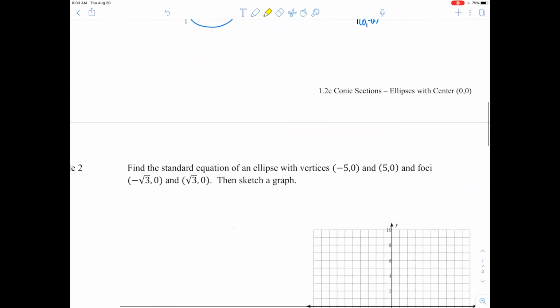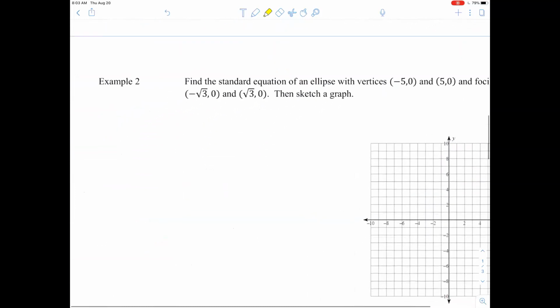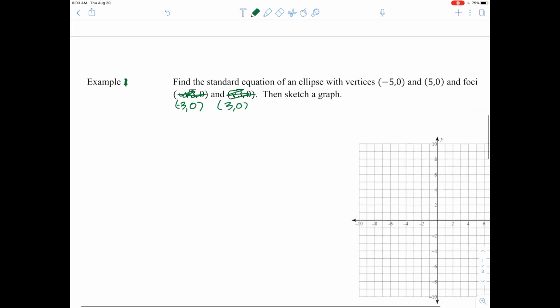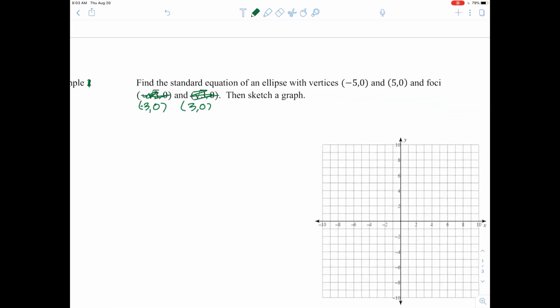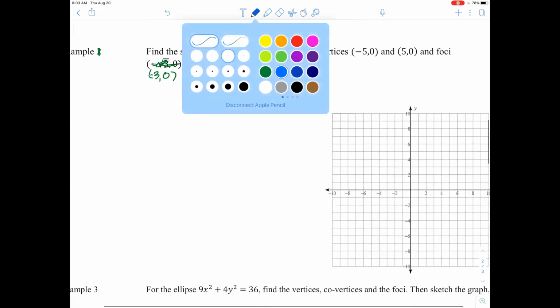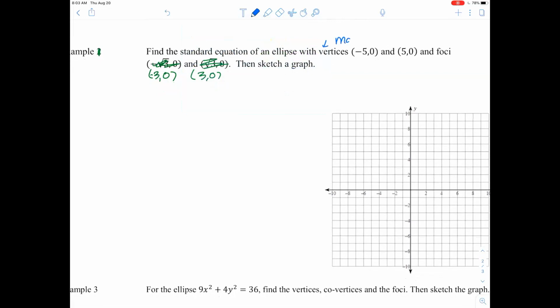So let's take a look at example 1, and I fixed this on your notes, and also I'm going to fix these points here. So they're at (-3, 0) and (3, 0). All right, so it says find the standard equation of an ellipse with vertices. Okay, so remember that the vertices, let me go back and color code here. Vertices are blue. The vertices are on the major axis. Okay, they are. Right? And the center is dead center between these 2 points.